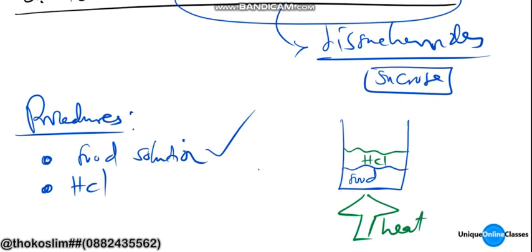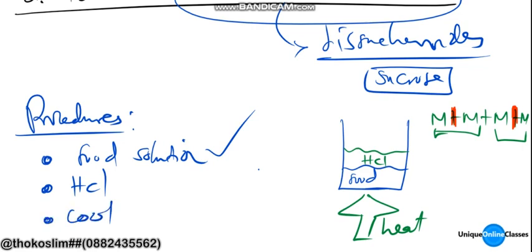This hydrochloric acid plus heat will break the bonds of sucrose. It's a disaccharide, a combination of two monosaccharides. So heating will break the bond that exists between the monosaccharides. So the purpose of heating the food sample in the presence of hydrochloric acid is to hydrolyze the disaccharides into monosaccharides, to break the bonds.